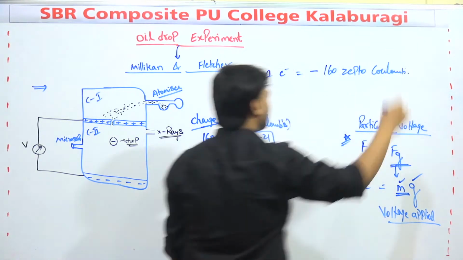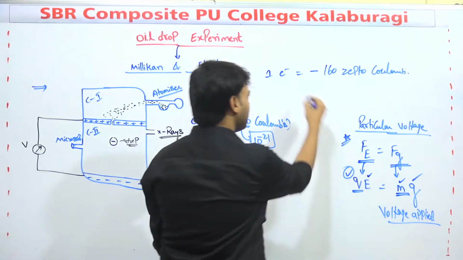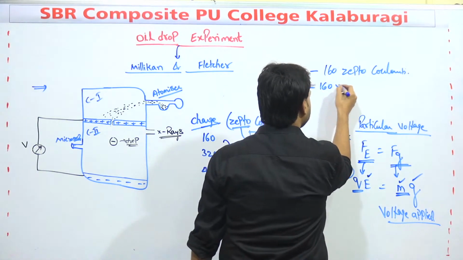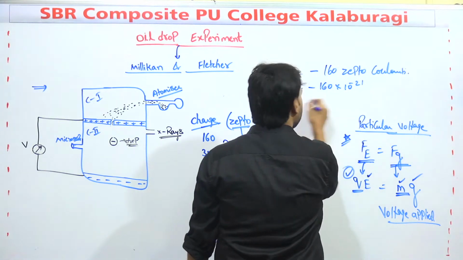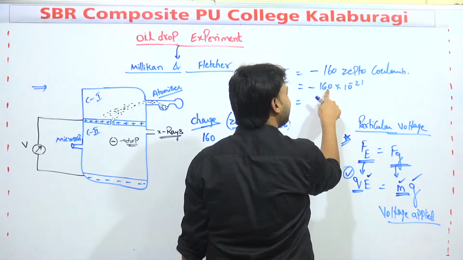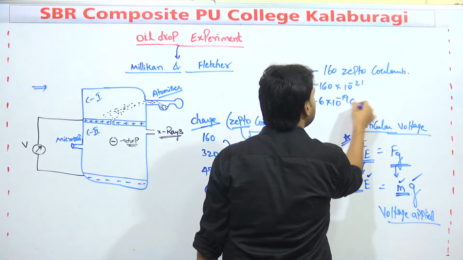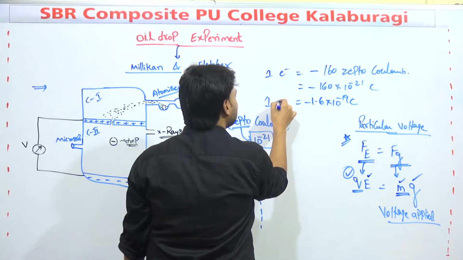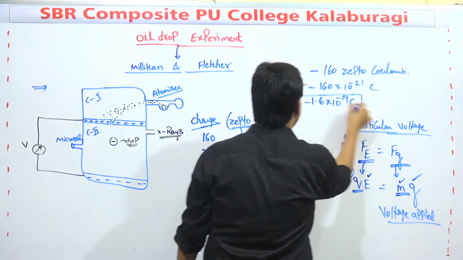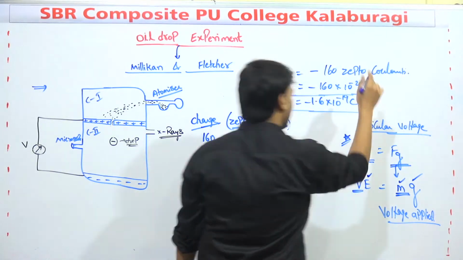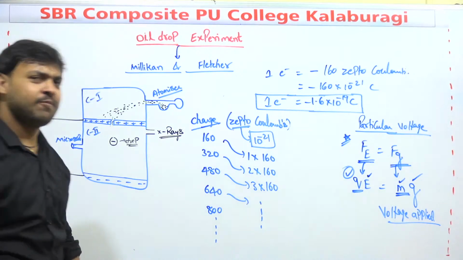160 zeptocoulomb. So zepto, minus 160 into 10 to the power minus 21, and this will be 21, 20, 19. So 1.6 into 10 to the power minus 19 coulomb. So this is the magnitude of 1 electron according to the experiment. What did they do? They considered oil.